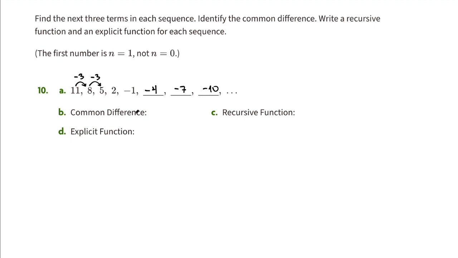The common difference is the number that I'm adding to get to the next term, and the number I'm adding is -3. So my common difference here is -3.